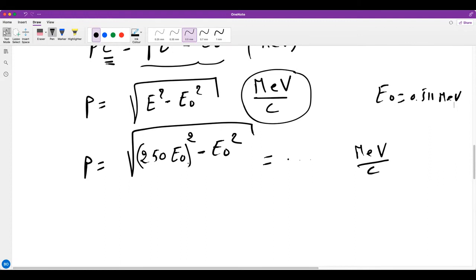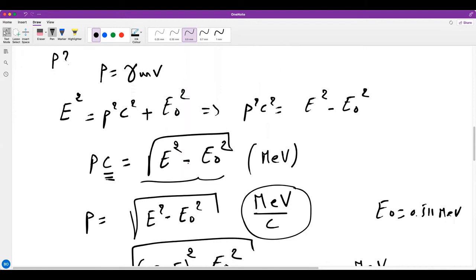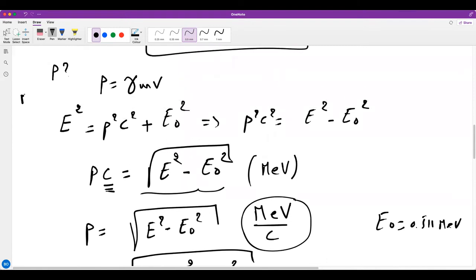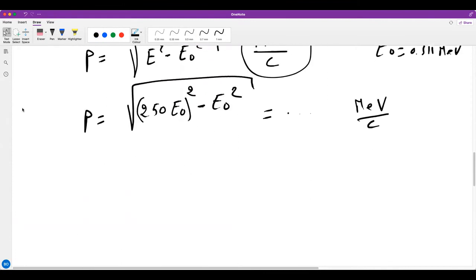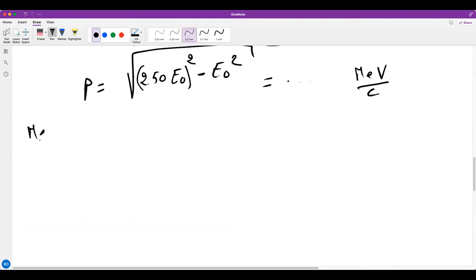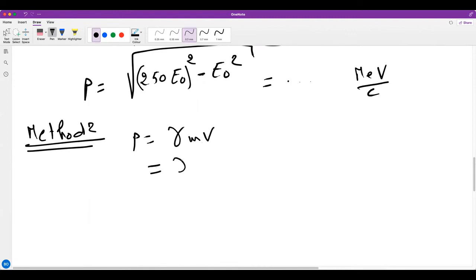So this is method 1. There is another method which can also be done very quickly. Method 2, to calculate the momentum. We know that the momentum is gamma m v. What I can do is multiply by c squared and divide by c squared.